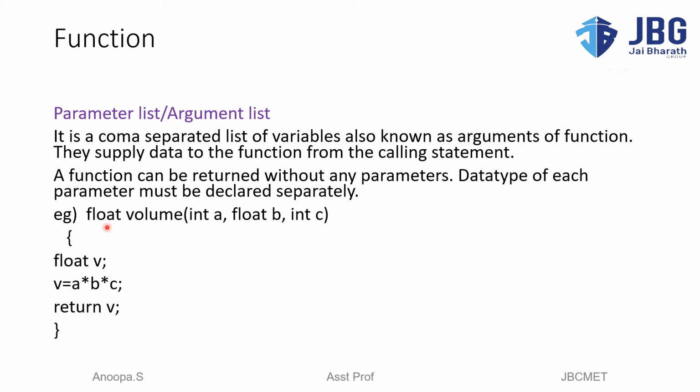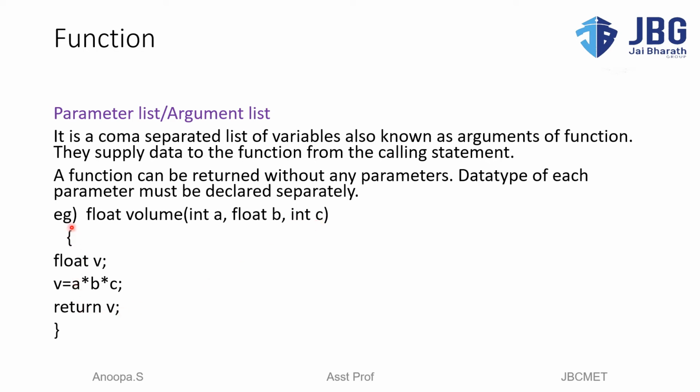Now, this is an example of a function. The return type of this function is float, that is, the result is float. Volume is the name of the function, and this is the parameter list. It takes three parameters: integer parameter A, floating point data type B, and integer data type C.